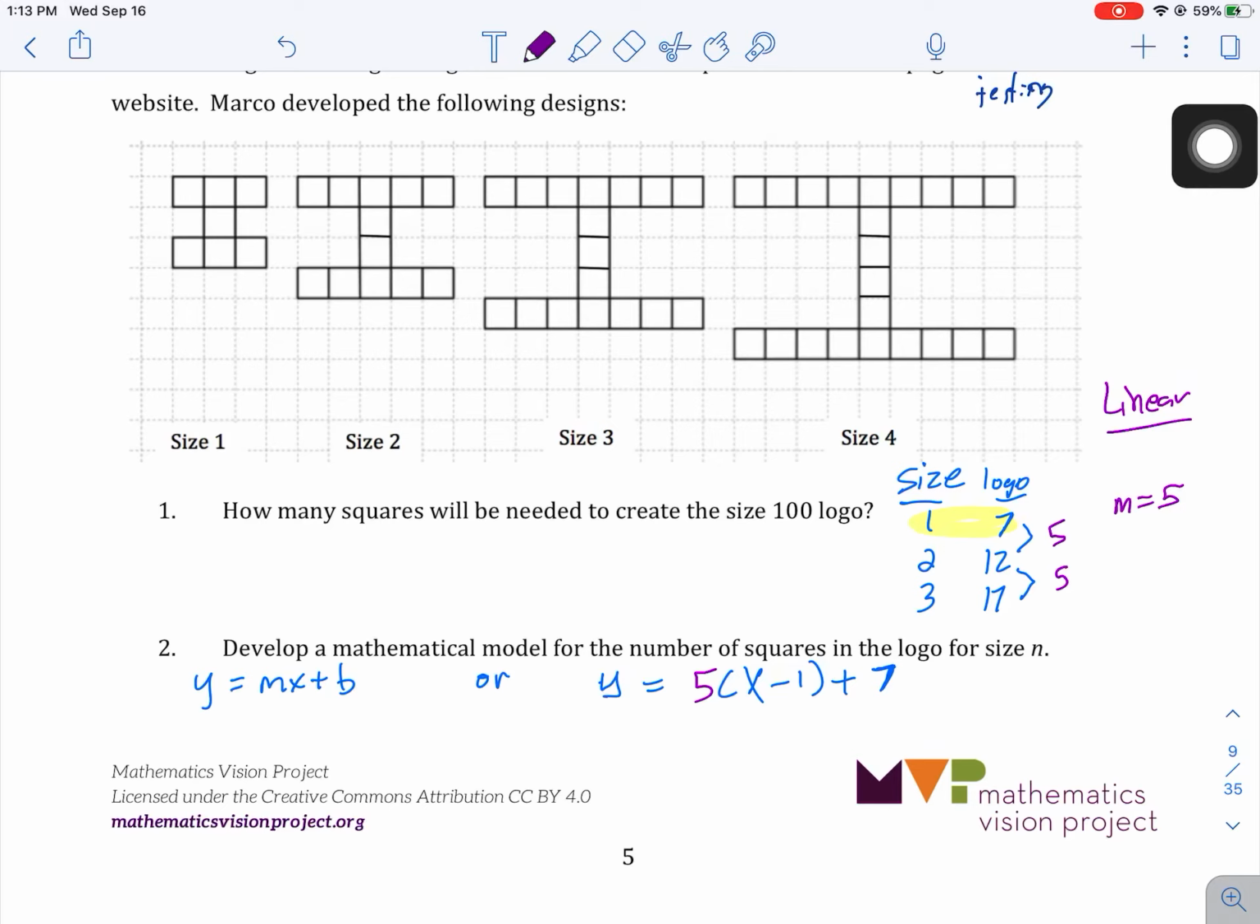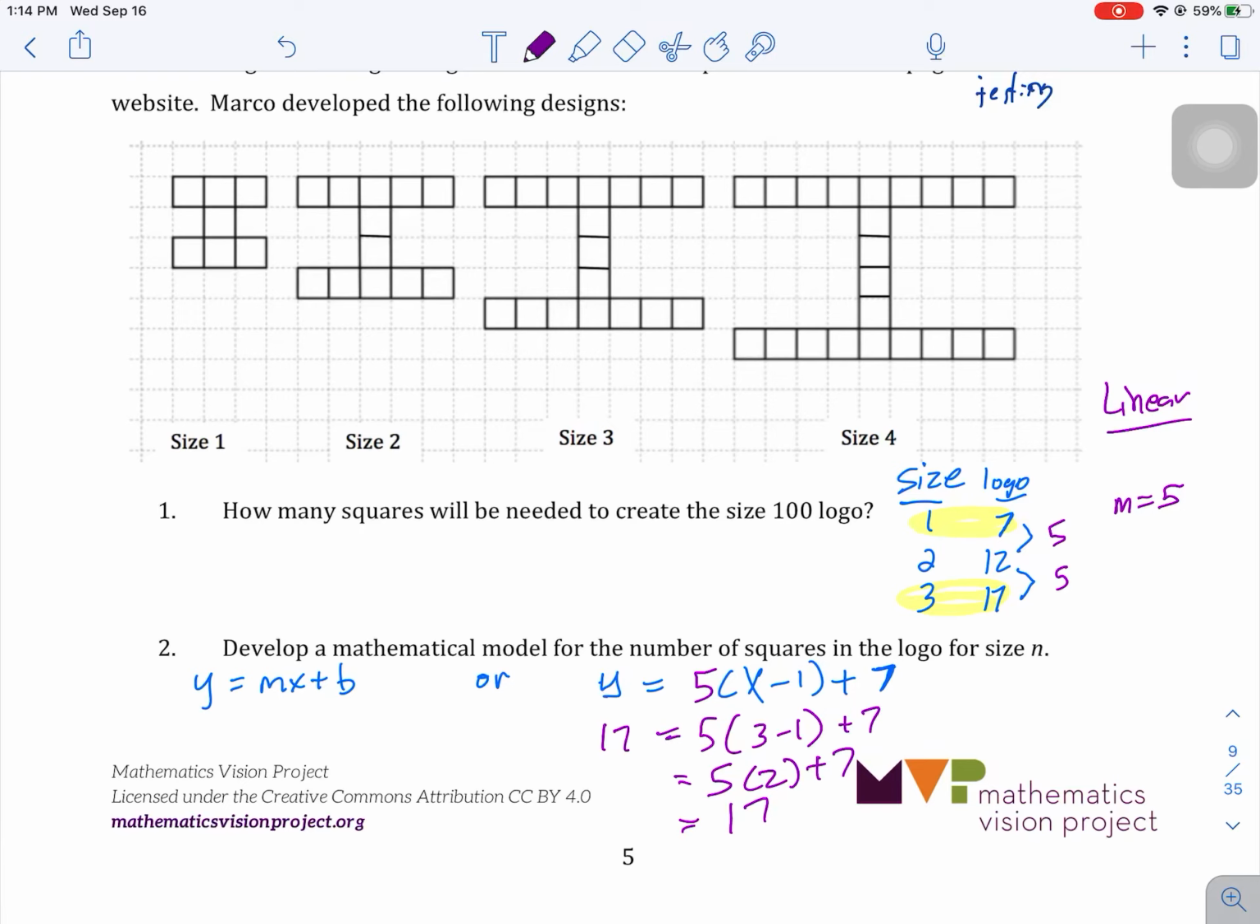We could test that out to make sure that that works by saying, is it true that 7 is equal to 5 times (1 minus 1) plus 7? And when we simplify that, we see that it's true. It would also work for other values of x. So let's say we want to do 3, 17. We could say 17 should be equal to 5 times (3 minus 1) plus 7, and that's 5 times 2 plus 7, and that's equal to 17. So we know that this is a good equation for it.